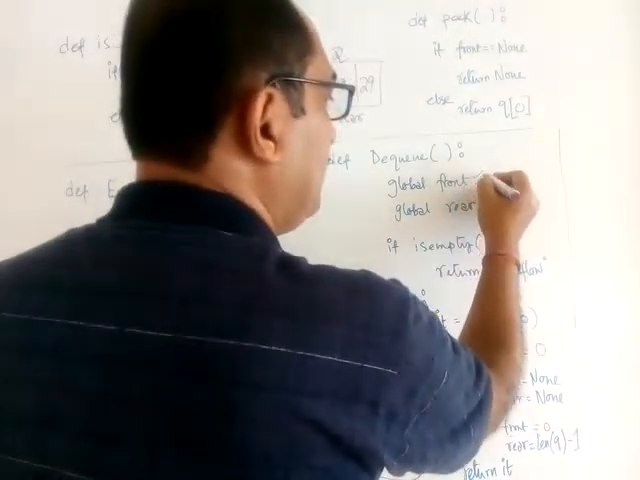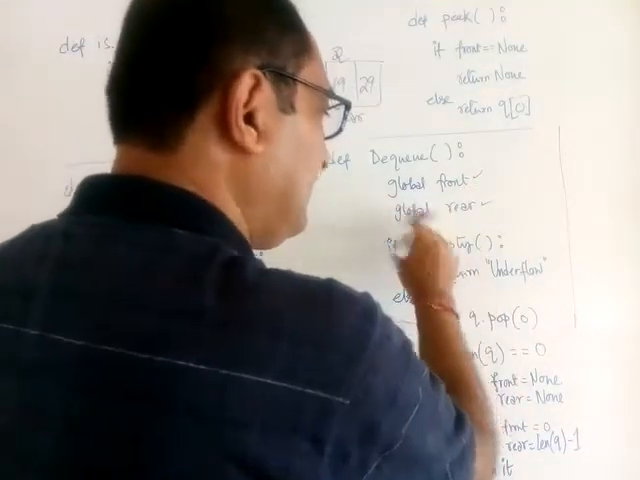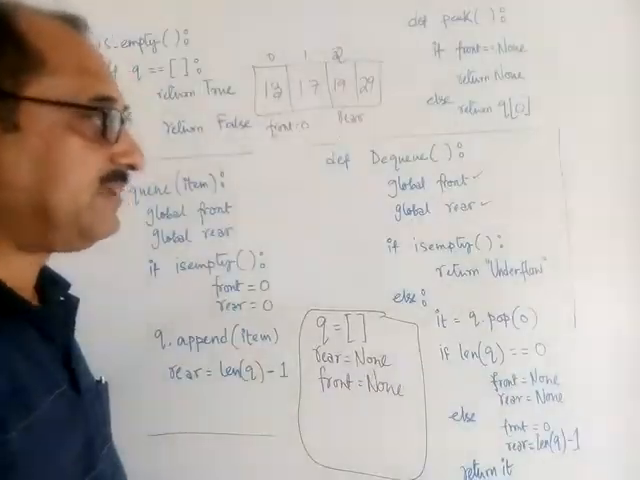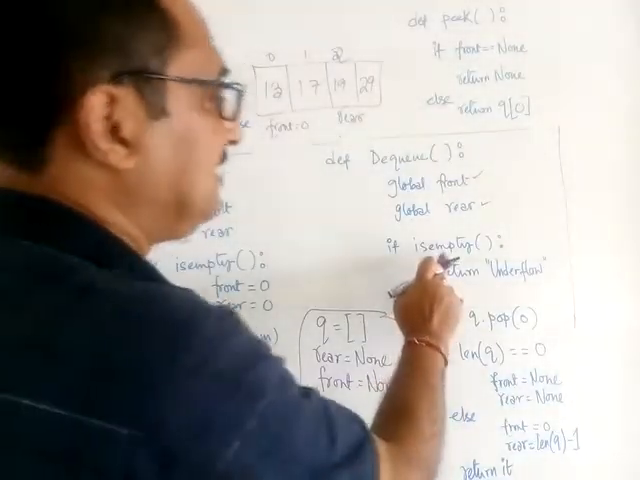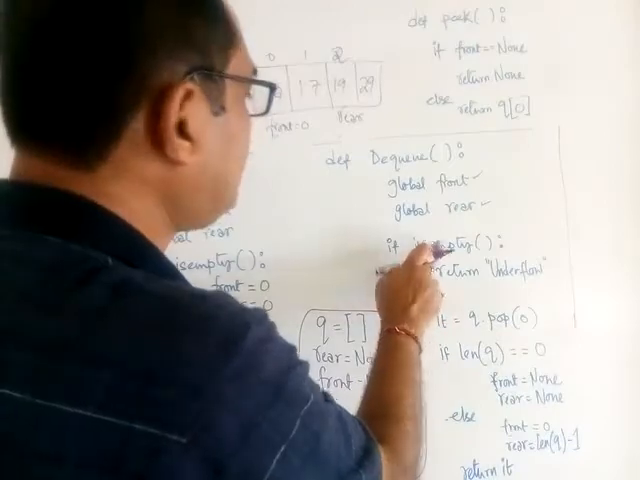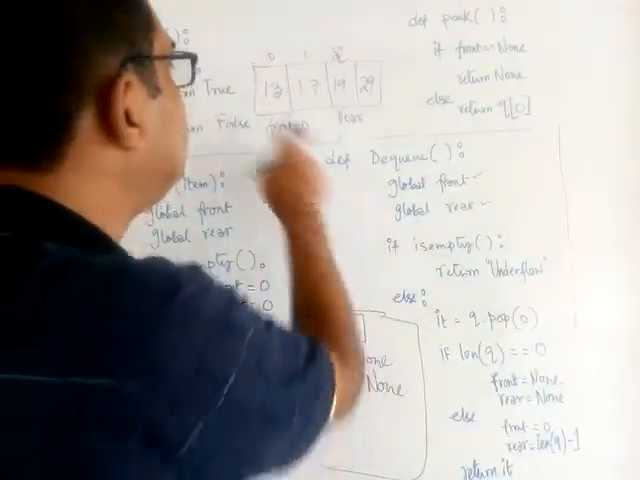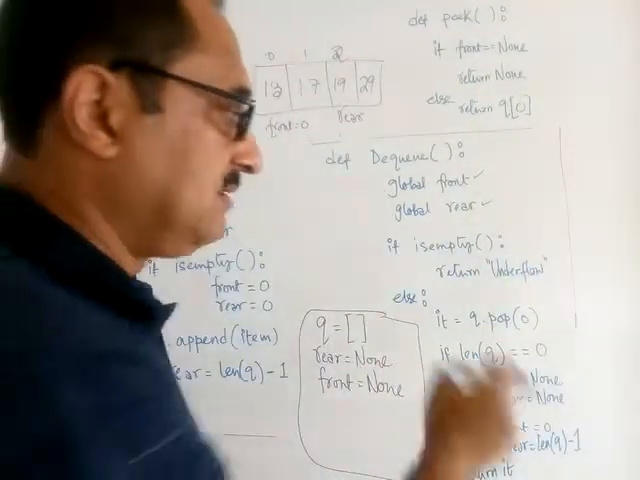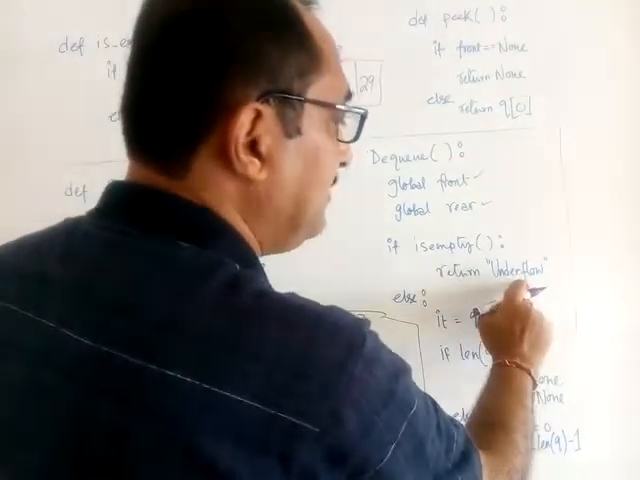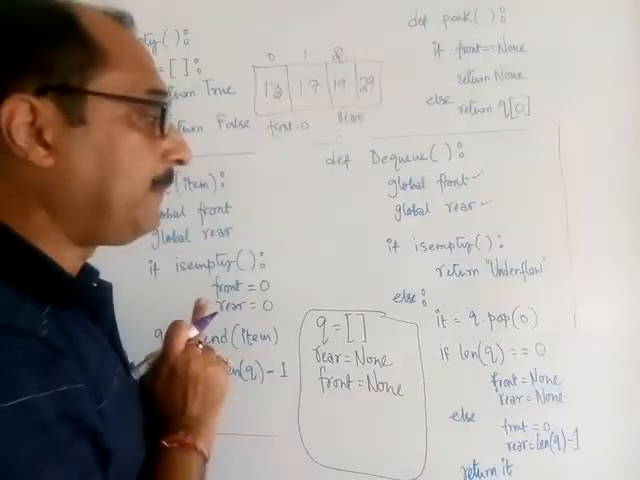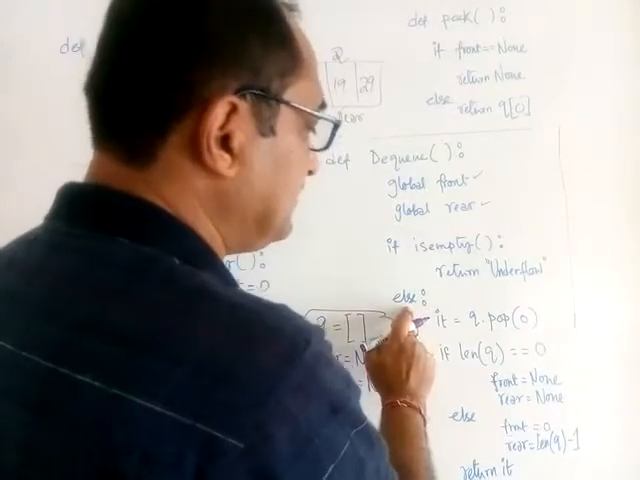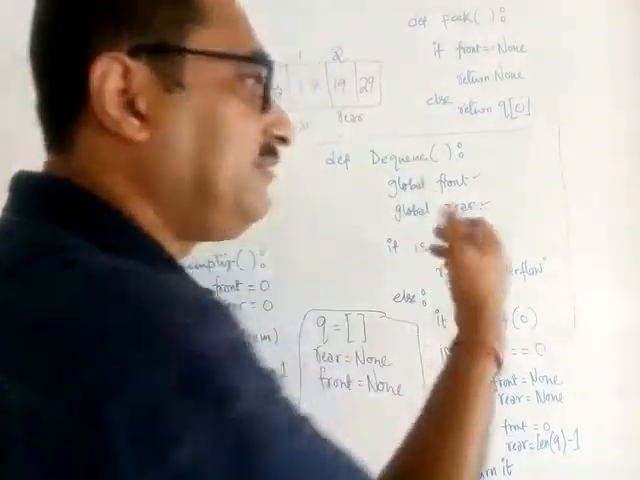Again I have taken global front and rear. I told you what is the purpose of that. Now I am calling the function is empty. I called it, fine. If it is empty, that means there was nothing in the list. So in that case, it returns a value underflow. Okay. Otherwise, what happens?